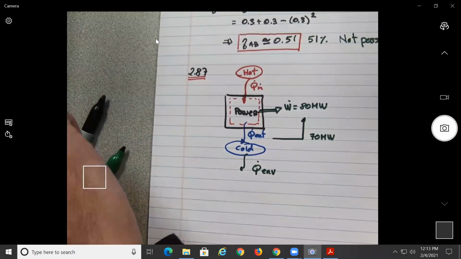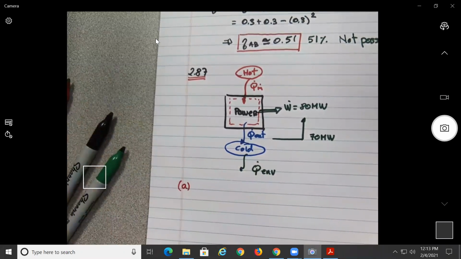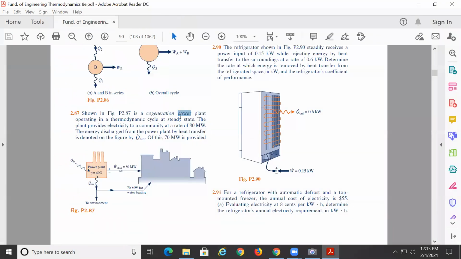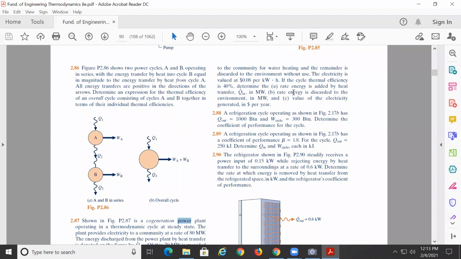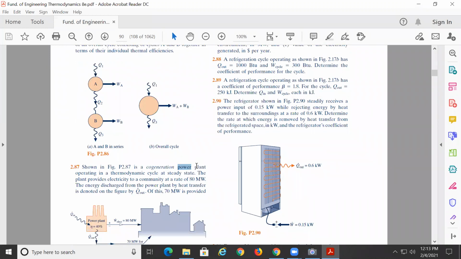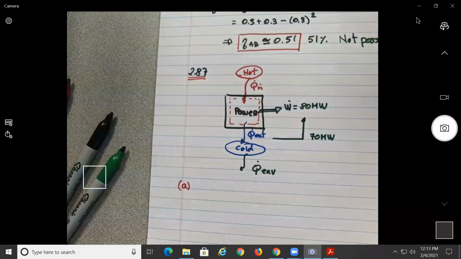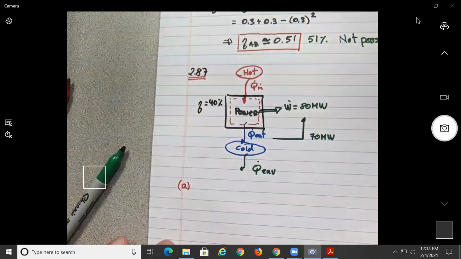Okay, so part A, what do we need to do? Part A, we need to determine the rate of energy added to the heat transfer, so Q sub in. And we know that the efficiency of the power cycle is 40%. It wasn't in the text, but it's on the figure. So this power cycle has an efficiency of 40%.